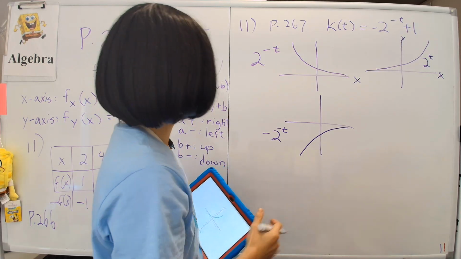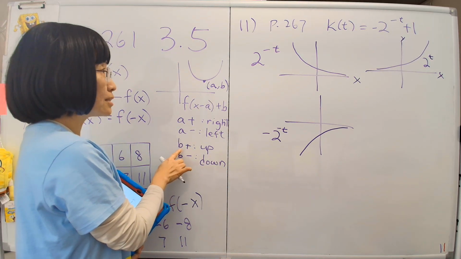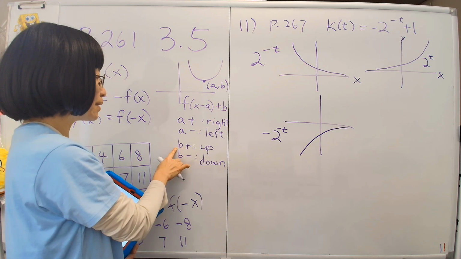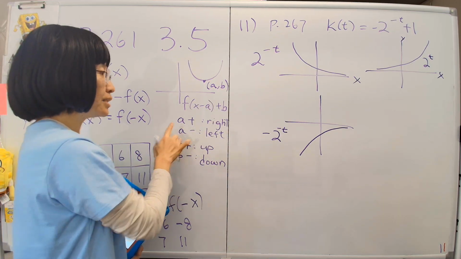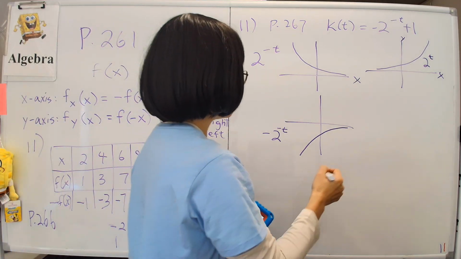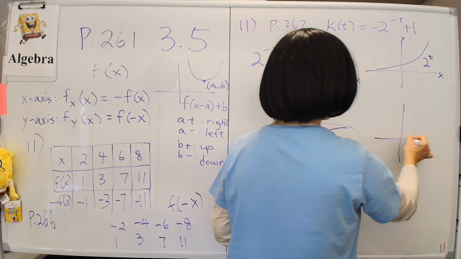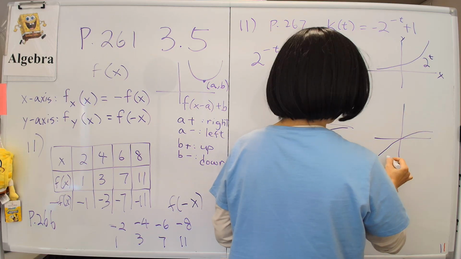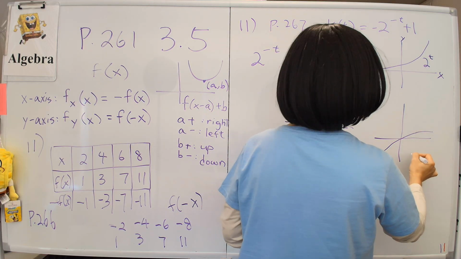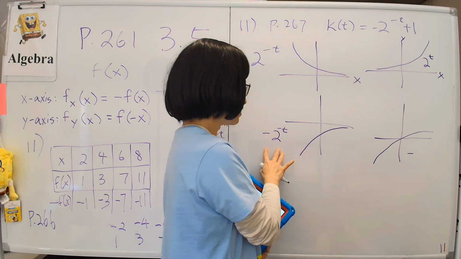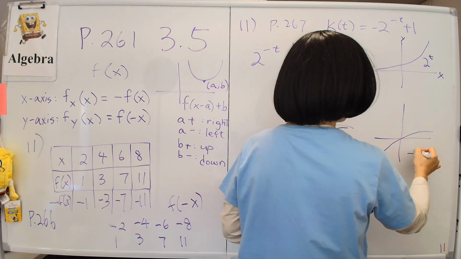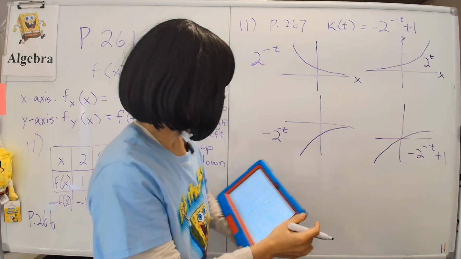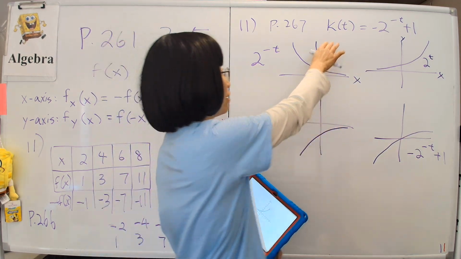And then we still need the plus 1. What about plus 1? Plus 1 is when we're adding something to the function. When you add a number, if the number is positive, you move the graph up by that much. So we're doing plus 1, so we'll move it up. Let's move this thing up. It will be something like this. Now we have the final result. So we have minus 2 to the power minus t, and then we moved it up 1 unit, and now that's the final result. And that is the k of t that we're looking for.